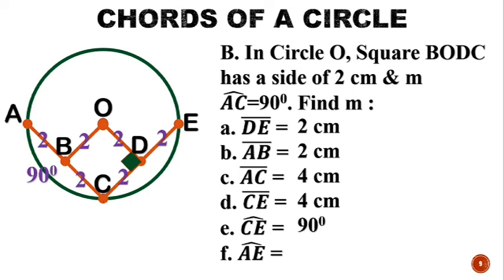Now, what about arc AE? Arc AE is this one. Yung buong circle again is 360. Meron tayong 90 dito. We know that this is also 90. So, 360 minus 90 minus another 90, that gives us 180 degrees for arc AE.